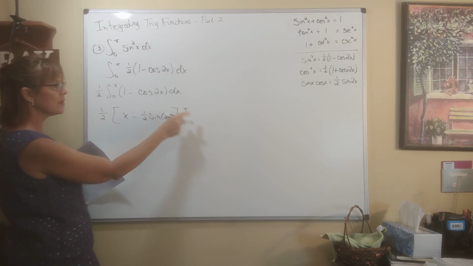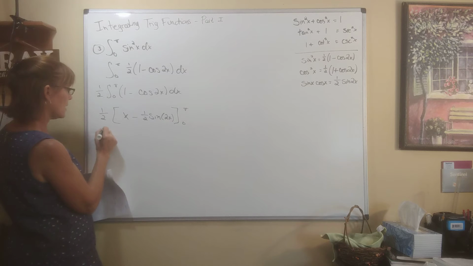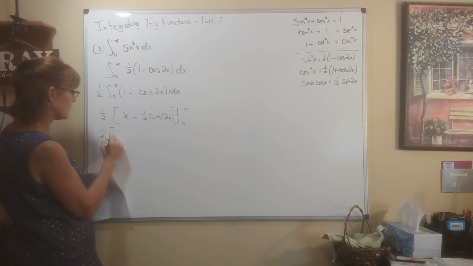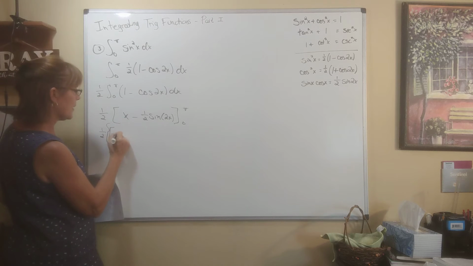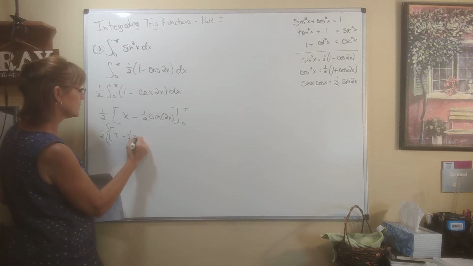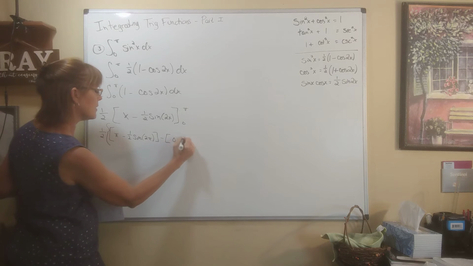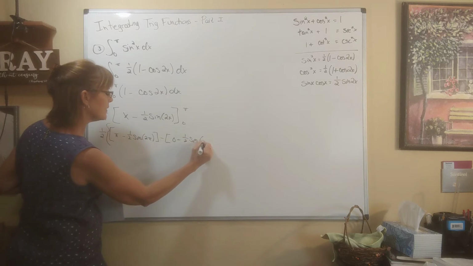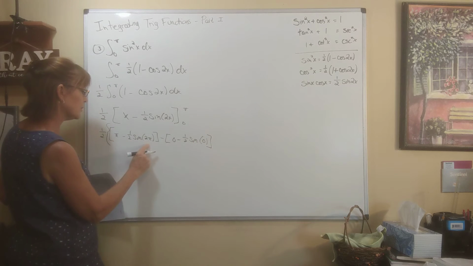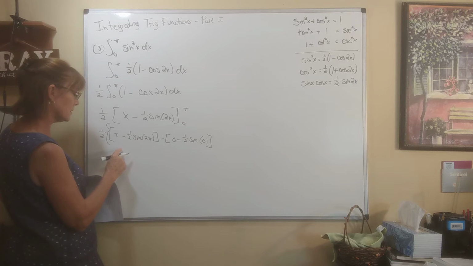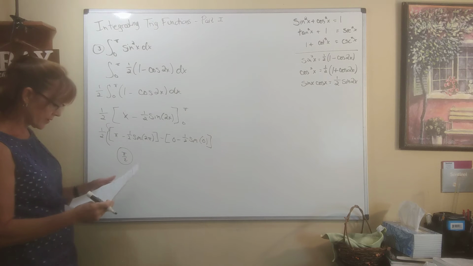All right, now we're ready to evaluate at the limits now that we've integrated. So this is going to be 1/2 times whatever happens in here. Let me put a little brace in there. So this is going to be pi minus 1/2 the sine of 2 pi, minus 0 minus 1/2 the sine of 2 times 0. The sine of 0 is 0, this is a big 0. The sine of 2 pi is 0, so I'm left with just 1/2 times pi, or pi over 2, as my answer to number 3.